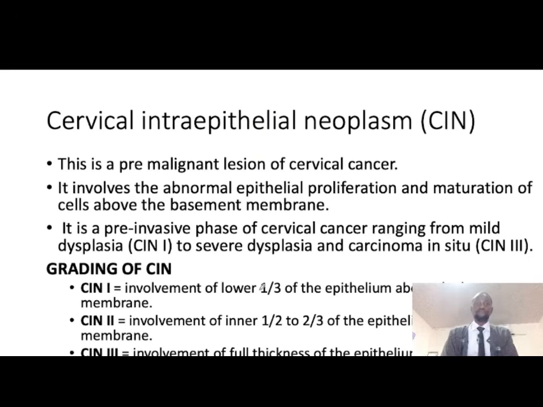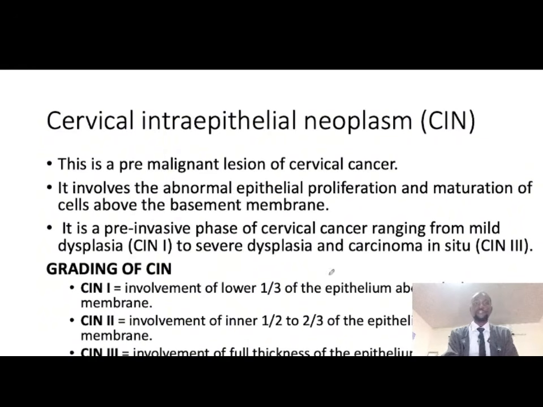Then there's what you call CIN, which is cervical intraepithelial neoplasia. This is a pre-malignant lesion of cervical cancer that involves abnormal epithelial proliferation and maturation of cells above the basement membrane. So before the basement membrane is breached, it's called a pre-malignant lesion, and this can be graded from CIN1 to CIN3.